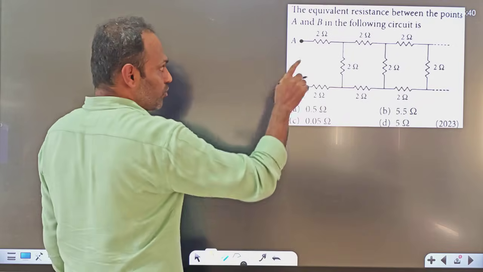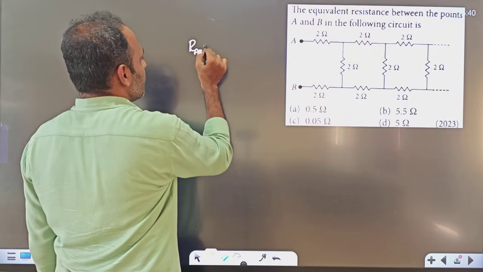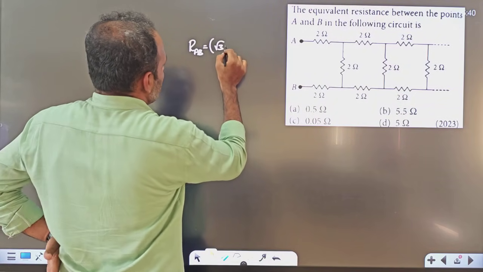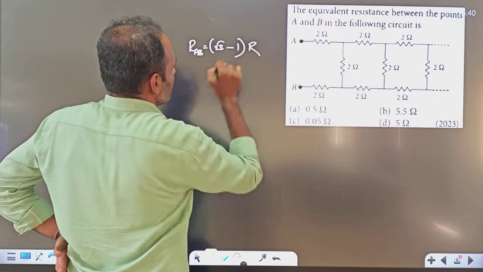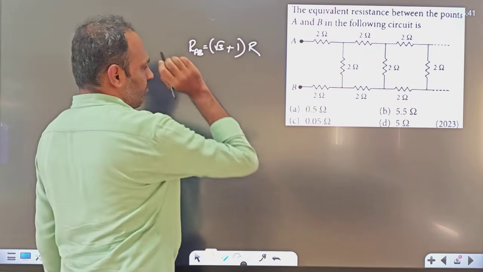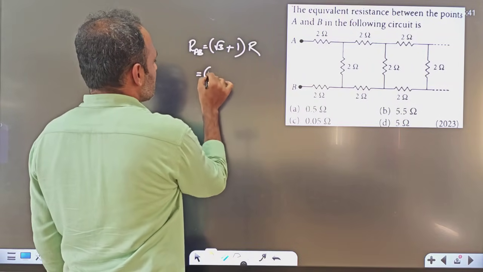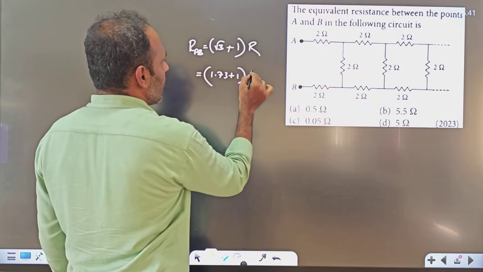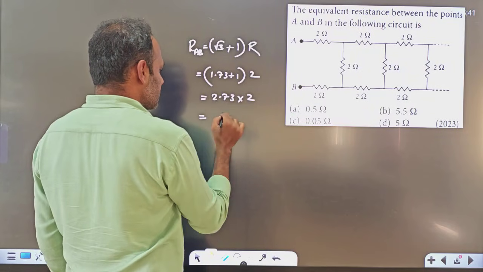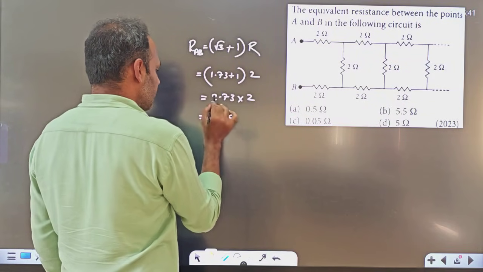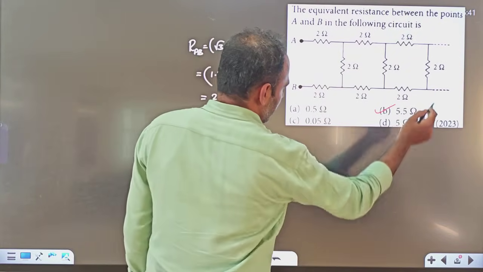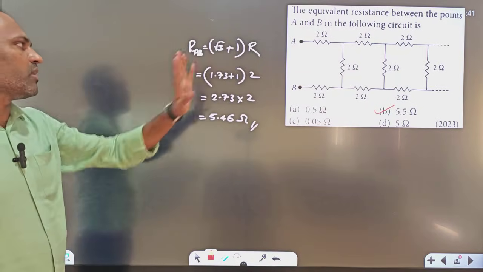In such circuits, the effective resistance in between E and B, if you watch that video, you will get to know it will be root 3 plus 1 into R, right? So how much will you get? See, root 3 is 1.73, plus 1 is 2.73, into R which is 2. So 2.73 into 2: 2 3s are 6, 2 7s are 14, 2 2s are 4 plus 1 is 5, so 5.46 ohm. So 5.46 means its nearest value is option B. So this is correct. Okay, how did I directly take this? Now you will have this question.